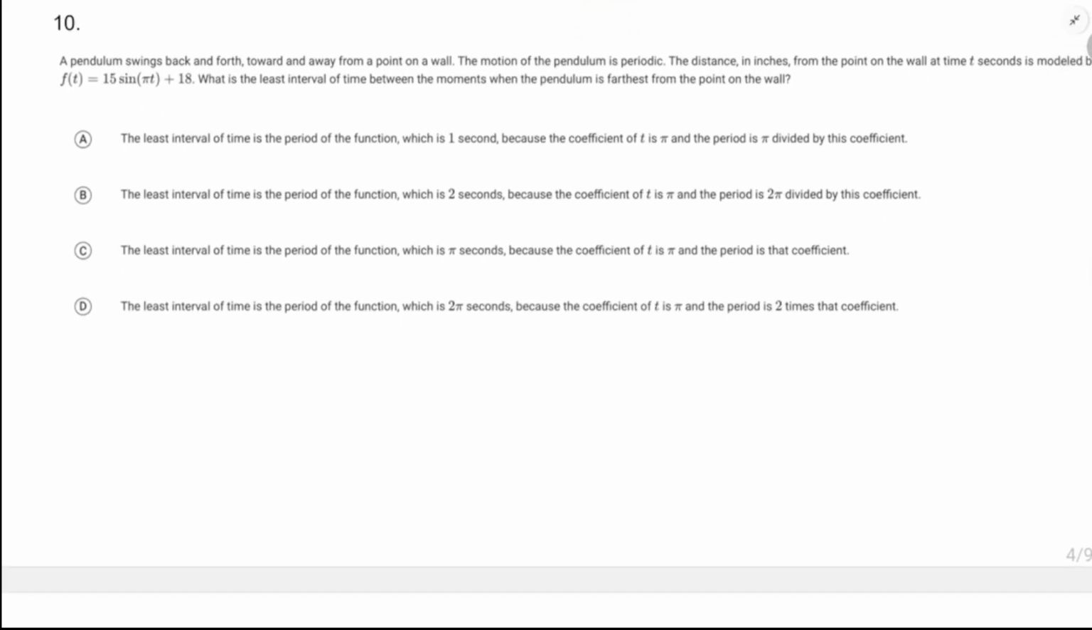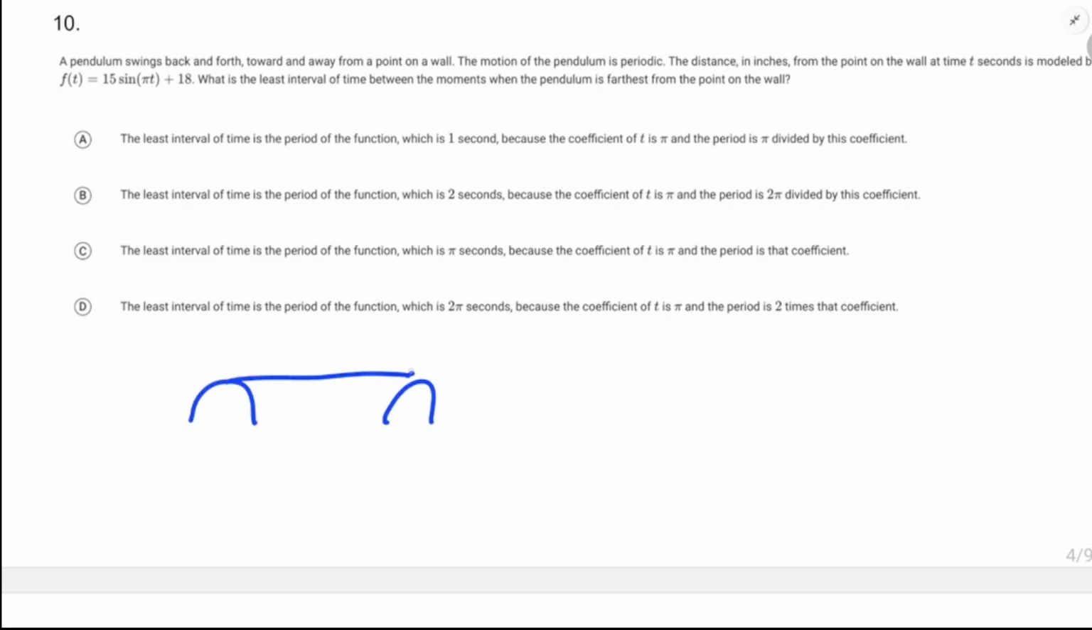All right, a pendulum swings back and forth toward and away from a point on a wall. The motion of the pendulum is periodic. The distance in inches from the wall, at time t seconds, is modeled by f of t, which is this. What's the least interval of time between the moments when the pendulum is farthest from the point on the wall? Okay, so basically we're looking for the difference between the maxima.